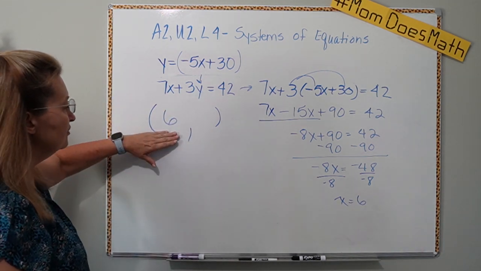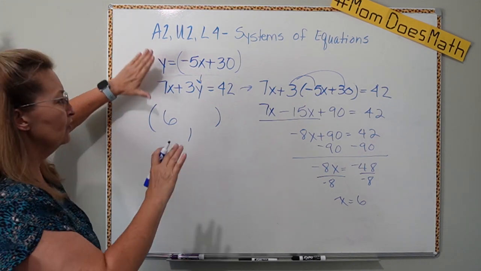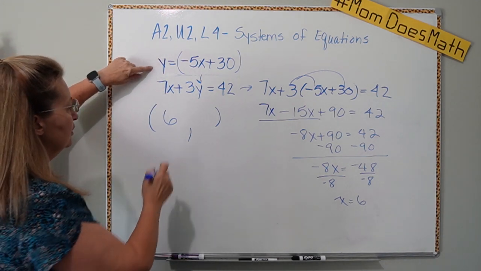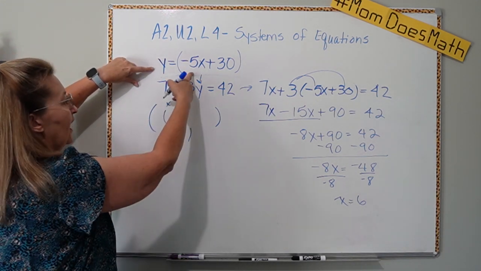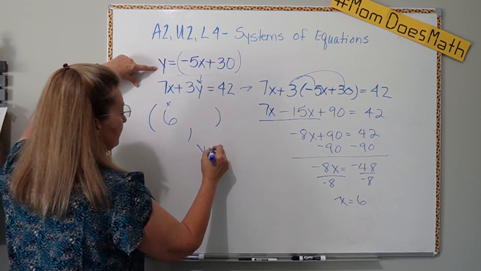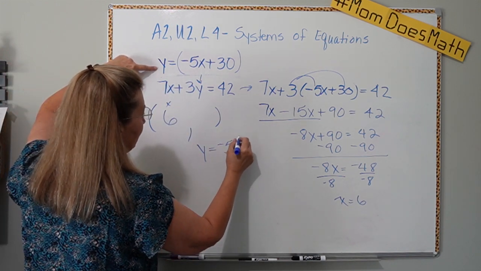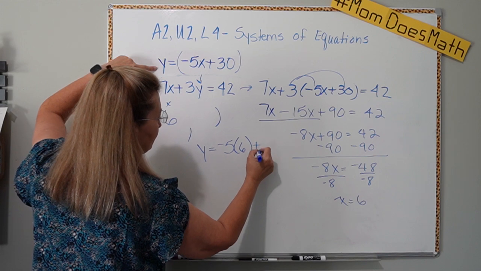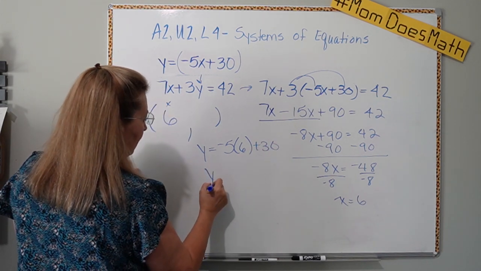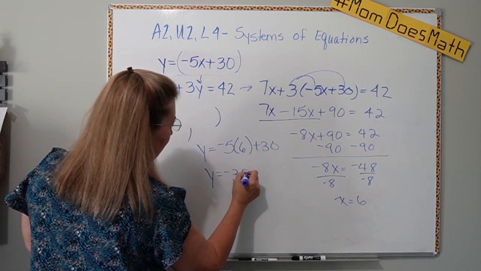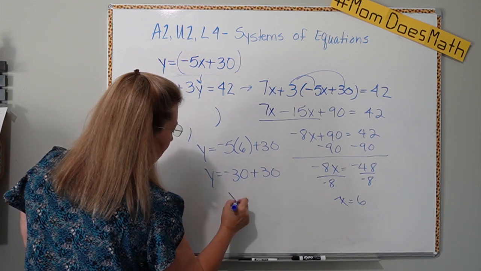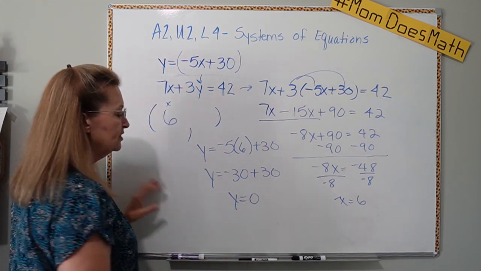Now you take this number back up into either equation and substitute it for the x. I'm going to choose the top one. So now I have y is equal to negative 5 times 6 plus 30. Y is equal to negative 30 plus 30. Therefore, y is equal to 0.